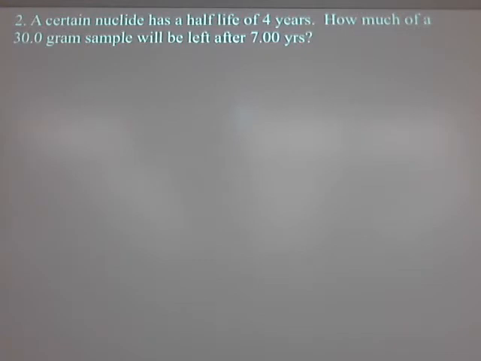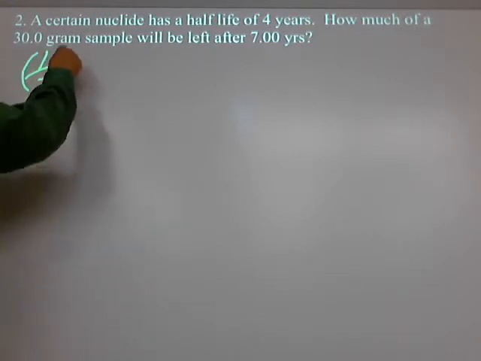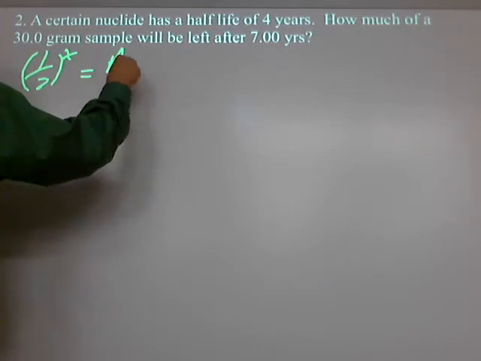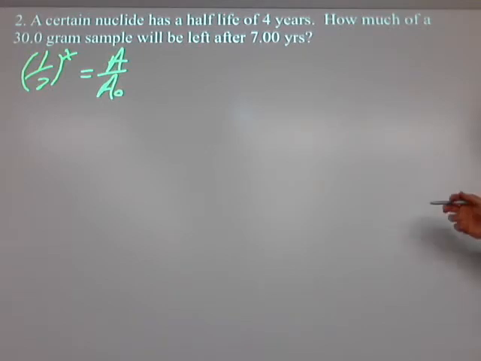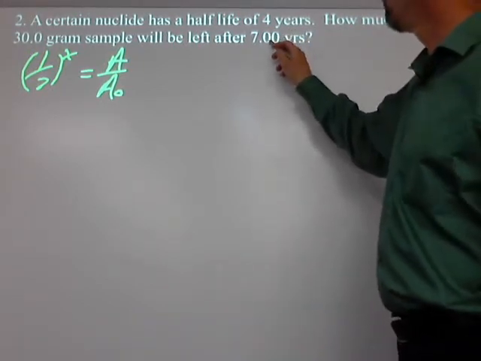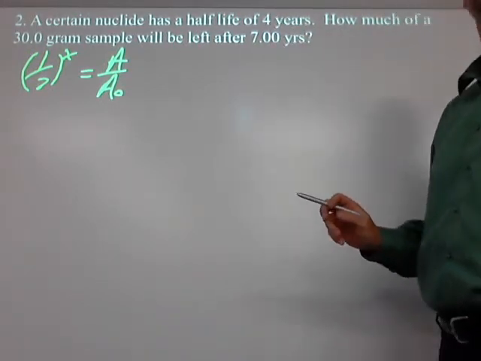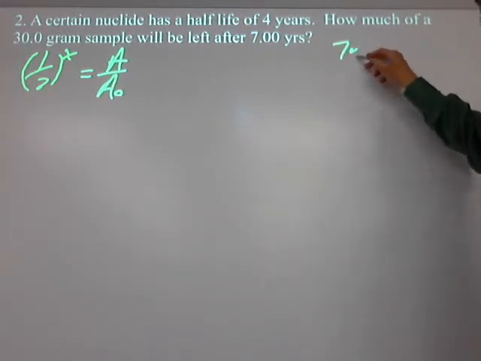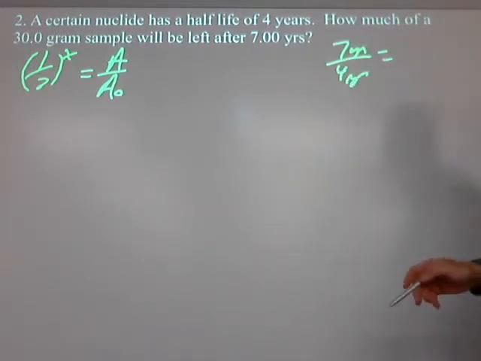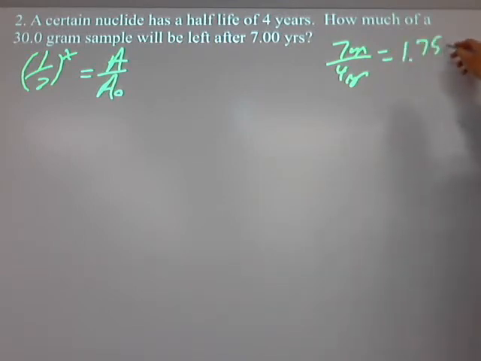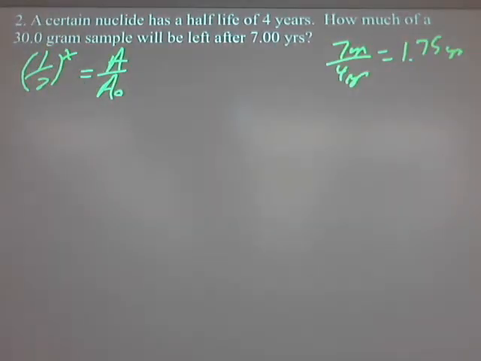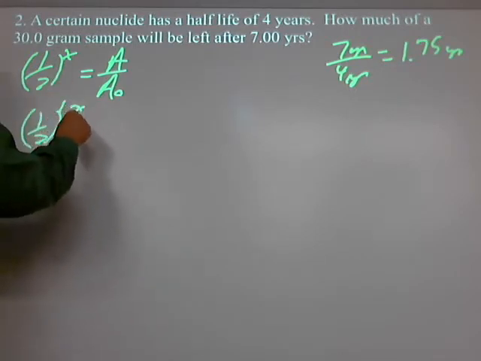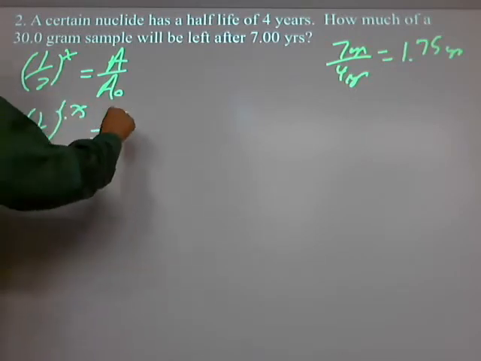In a half-life problem, you've got 1/2 to the x power, that's how many half-lives you have, equals A over A sub 0. Now, the first thing you've got to tell on this one is how many half-lives you underwent. It was 7 years you waited, the half-life was 4 years. It's not a nice, easy number. 7 years divided by 4 years is what? 1.75. So that's the number I've got to put in for x. I told you have to do this on the calculator. That's why I told you better make sure you know how to do it on the calculator. 1/2 or 0.5 to the 1.75 power equals A over A sub 0.